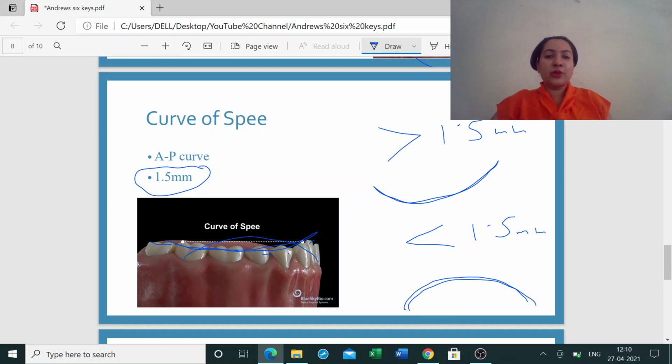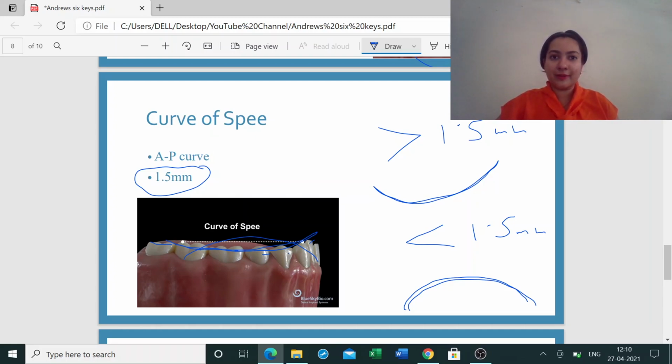These are the two terminologies. Curve of Spee can either be normal, it can be excessive, or it can be reversed. We have to keep it normal. If it is excessive or reversed, we cannot have a normal proper occlusion. Till 1.5 mm it is fine, but anything above and way below it is not normal.